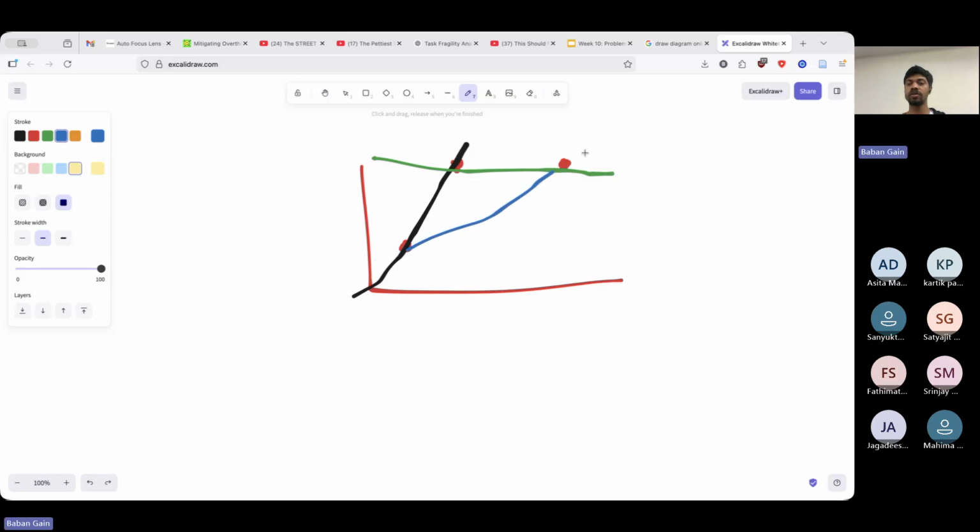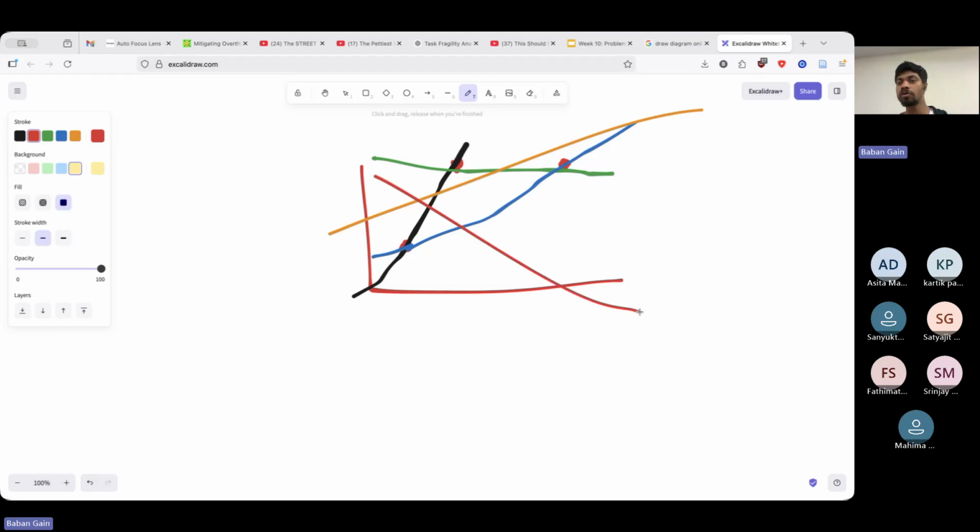Or another way is that you can draw in between, let's say another line maybe here, another line can be there. Which line should you draw? So the idea is that you should try to draw a line which tries to minimize the distance between the line and each of the points as much as possible.